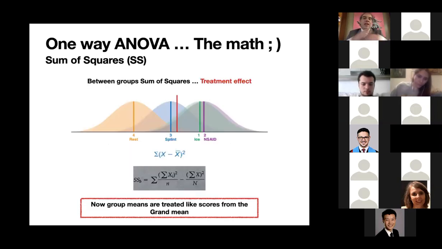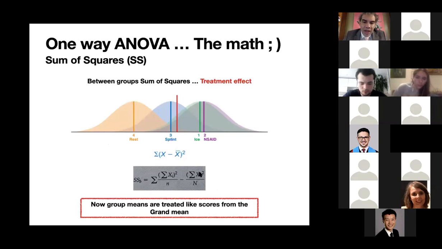So I'll explain a little bit what the between group sum of squares is, which is the treatment effect. You remember what I told you about ANOVA? ANOVA is nothing more than comparing the grand mean with the group means. In this case, we have 4 group means, okay?